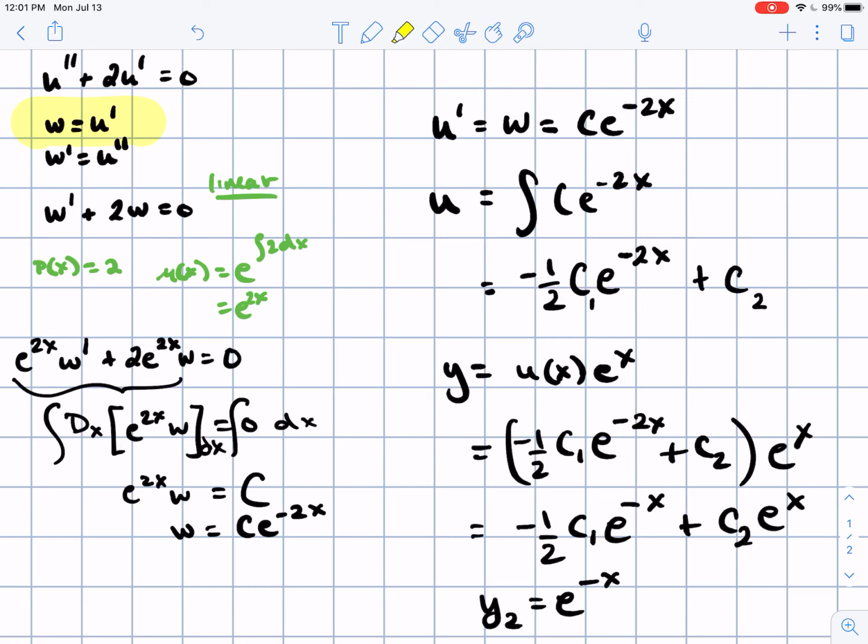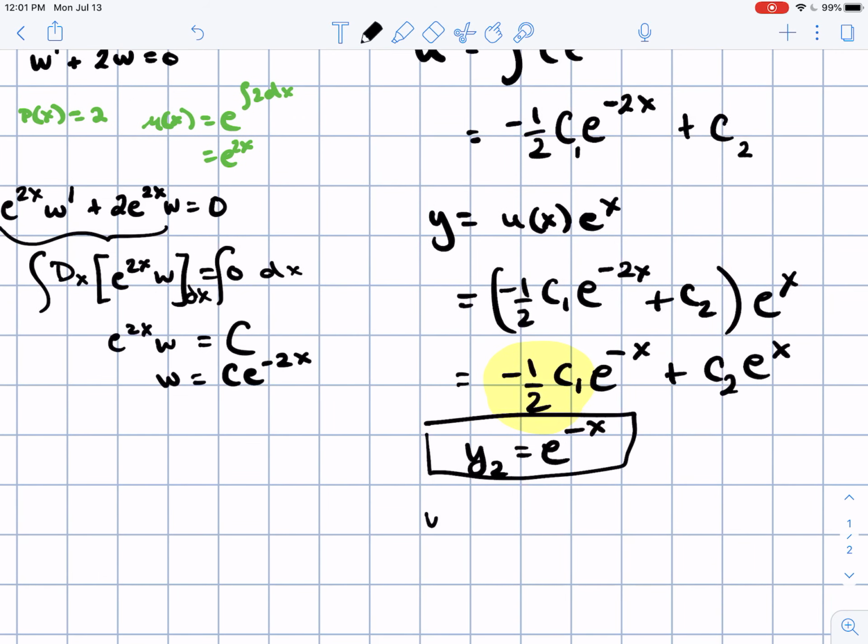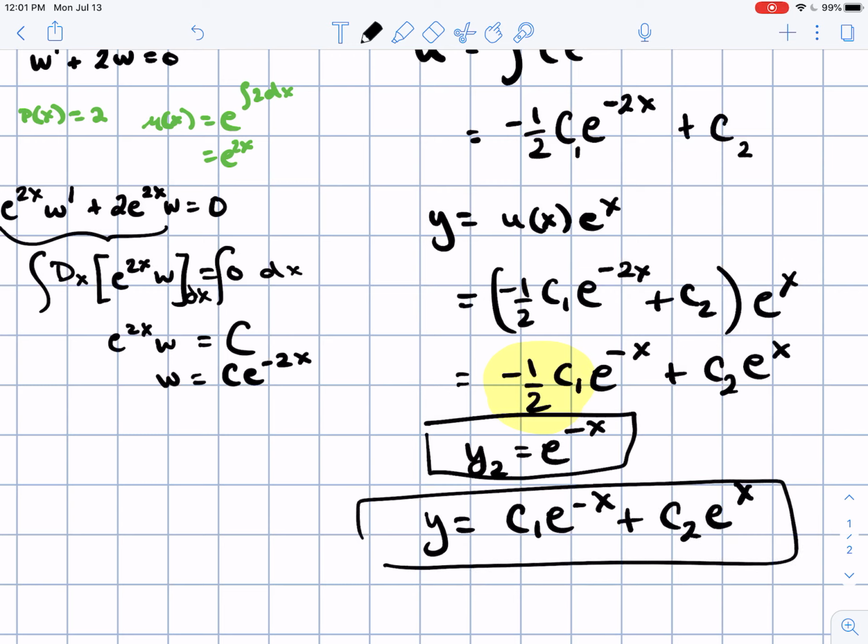Remember, the reason why it's just that and not the negative 1/2 is that this is still going to be a constant. So your final answer here was y2 equals this. And again, if you want a general solution, we don't really need to have that negative 1/2 there. We could just say c1 e to the negative x plus c2 e to the x, and that would be your general solution. This is what y2 equals.